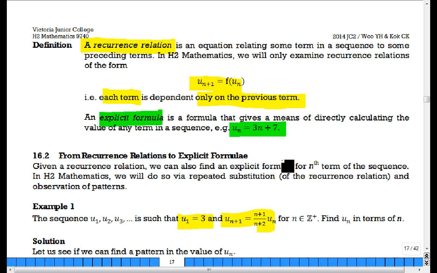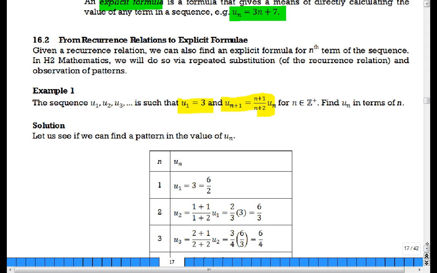So, example 1, obviously the first term is given, and then U(n+1) in terms of Un. Now, the question asks us to find Un in terms of n, which means the question asks us to find an explicit formula. Now, let's see if we can find a pattern.